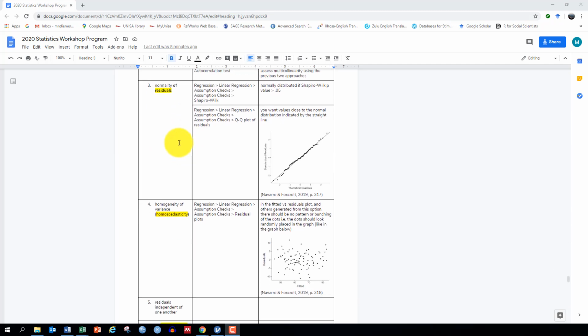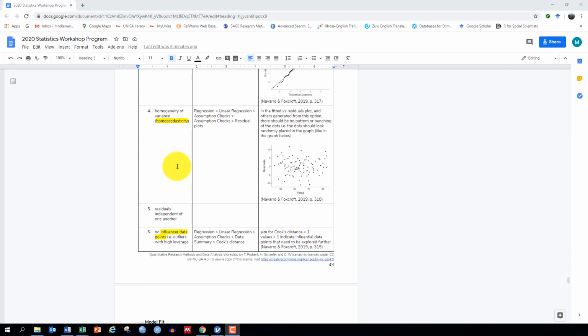The next assumption is the normality of residuals, that after fitting the model, the difference between the prediction and the actual data should result in a normal distribution. We can check this in 2 ways, by using the Shapiro-Wilk statistic and also checking the QQ plot of standardized residuals on theoretical quantiles. The fourth assumption is that there should be homogeneity of variance, or this other word, homoskedasticity.